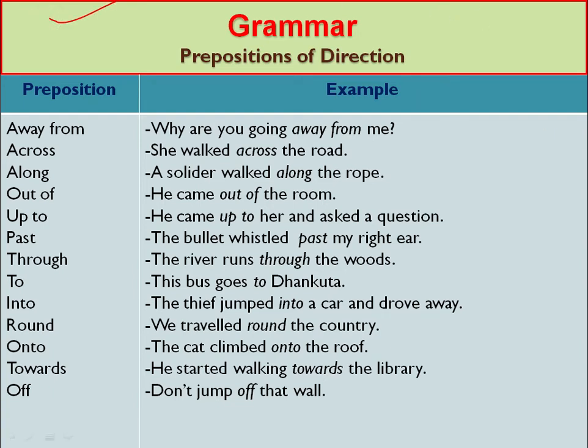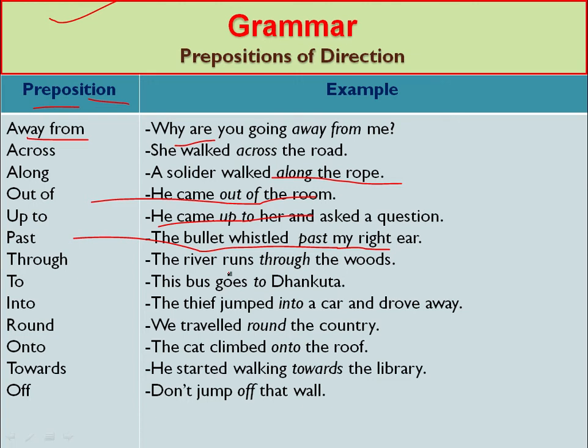Prepositions of direction, which are mentioned in our textbooks as well. First one, away from. Here is an example: Why are you going away from me? Across: she walked across the road. Along: a soldier walked along the rope. Out of means outward: she came out of the room. Up to: he came up to her. Past means going by near: the bullet whistled past my right ear.